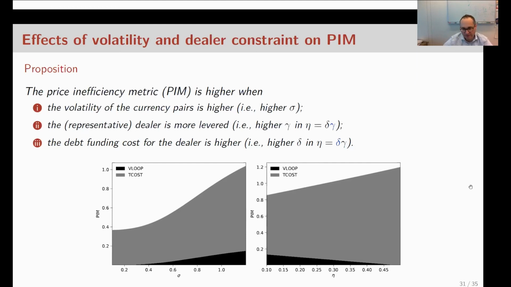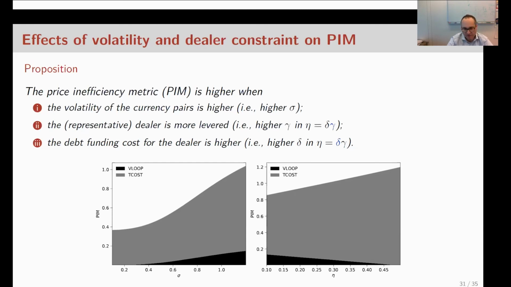Now, however, on the right-hand side, you see the effect of the eta variable. Eta is the amalgam of the dealer's funding cost of debt and the leverage. And so we generally see also that when that dealer constraint variable eta goes up, we see a deterioration in the PIM variable. And it's mostly coming from the rise in the transaction cost.